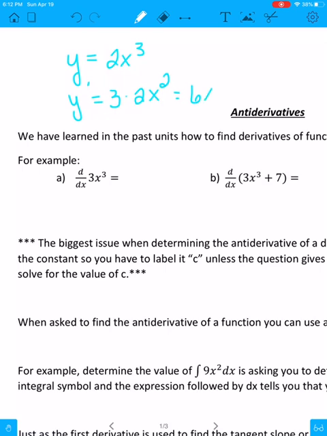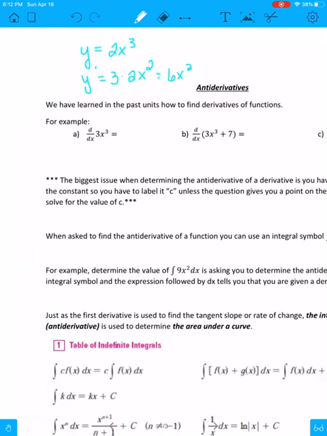So to undo it, what we're going to do is we're going to raise the exponent by 1, and instead of multiplying by that number, we're going to divide by it, okay? Because what did we do? We took the exponent, dropped it in front, and decreased the exponent by 1. So now we're going to raise the exponent by 1 and divide by that number because we multiplied before, okay? So that's just a glimpse into what we're going to do.